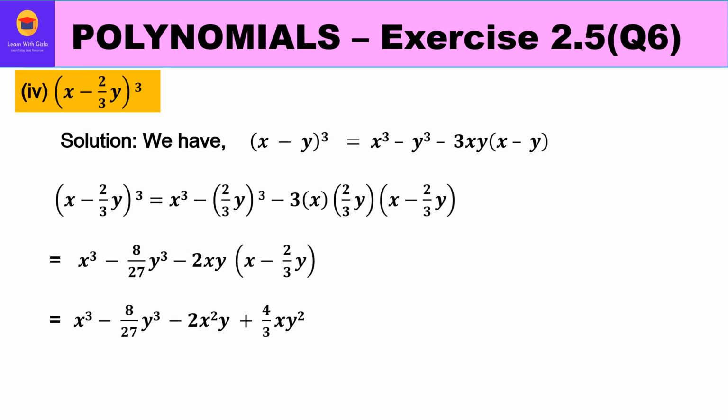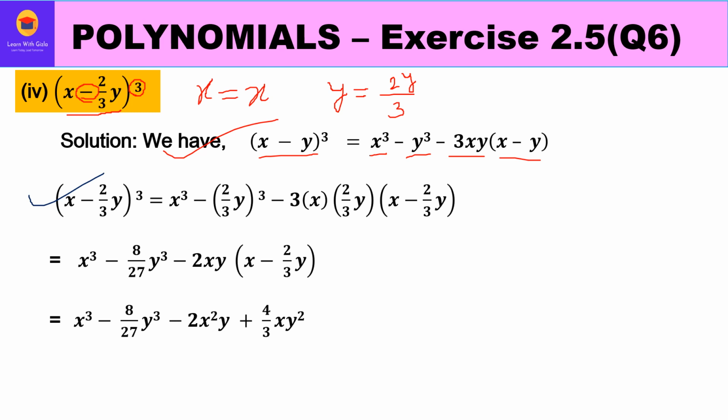Now let us take up the fourth part. Here also we have to expand x minus 2 by 3y whole cube, that means we have to find the product, right? So clearly it is identity 7 because there is a minus sign and a whole cube. Identity 7 says x minus y whole cube is equal to x cube minus y cube minus 3xy in bracket x minus y. Now if you compare x minus y with x minus 2 by 3y in the question, you will observe that x is x only, there is no change in the x, but there is a change in the y. Y has now become 2 by 3 of y, or you can say 2y by 3. So now accordingly we will start solving.